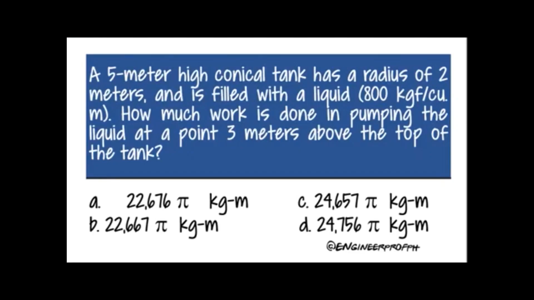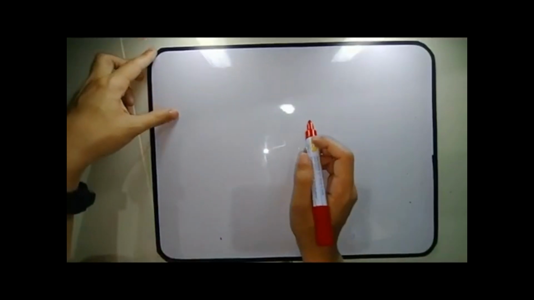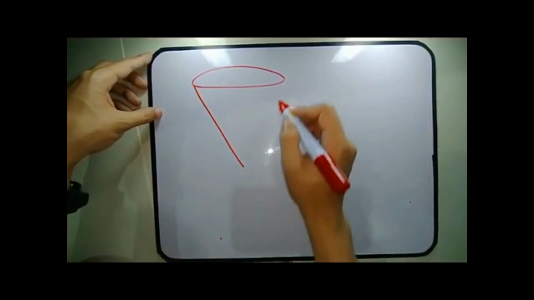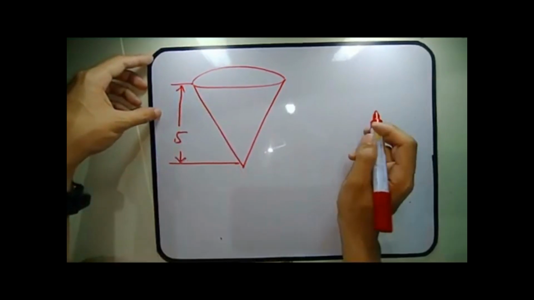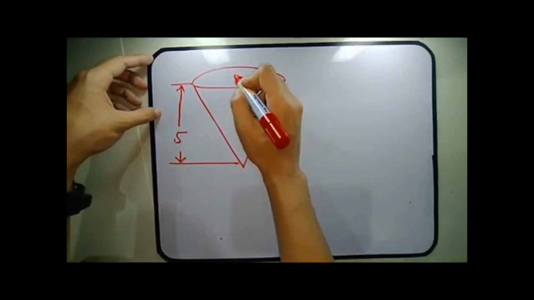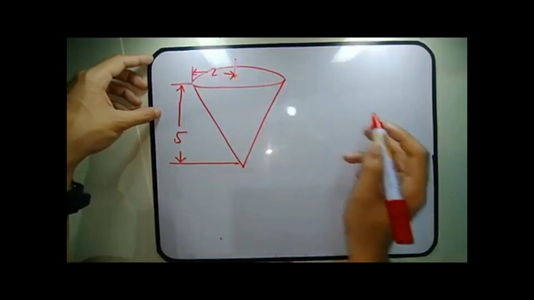So in this next problem guys, we have a 5 meter high conical tank. It has a radius of 2 meters and is filled with a liquid of 800 kg force per cubic meter. So yun ang specific weight niya. So how much work is done in pumping the liquid at a point 3 meters above the top of the tank? You have here conical tank naman siya, guys. So, cone, so yung height niya, so that is 5 meters. Then, ang radius niya, top radius is 2 meters.